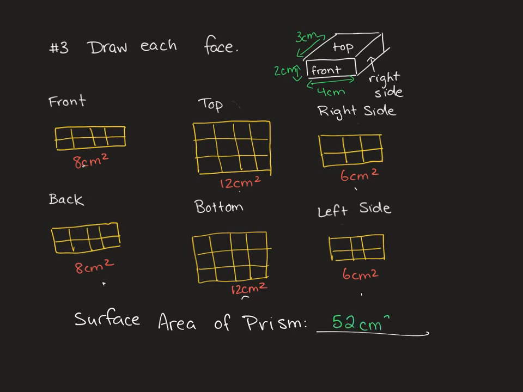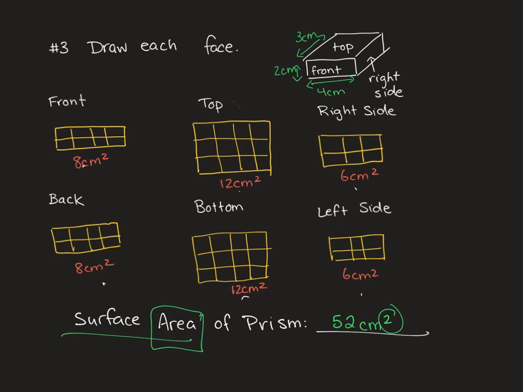So as opposed to volume, which is cubed because it's multiplying 3 dimensions, surface area is just squared because it's still a type of area, right? An area is just length times width. We just happen to be adding all of those areas together. So surface area is squared, volume is cubed.